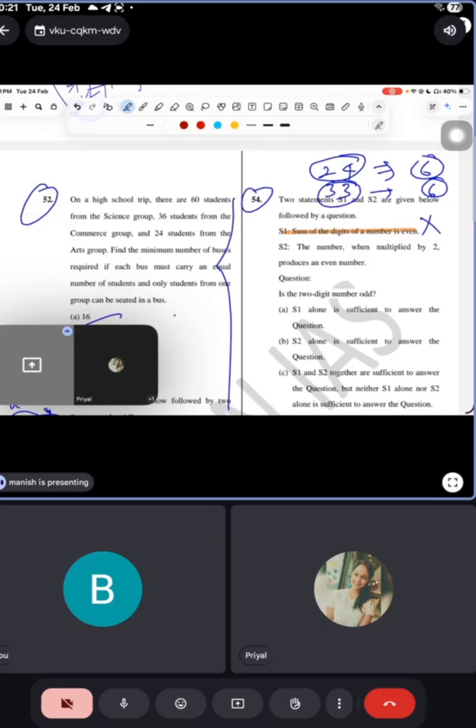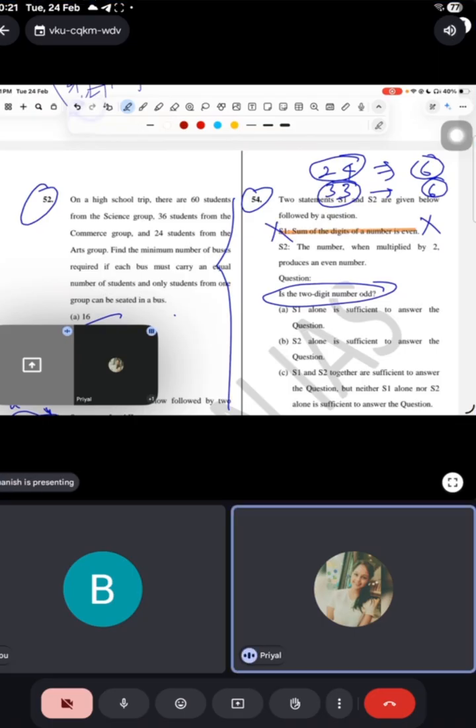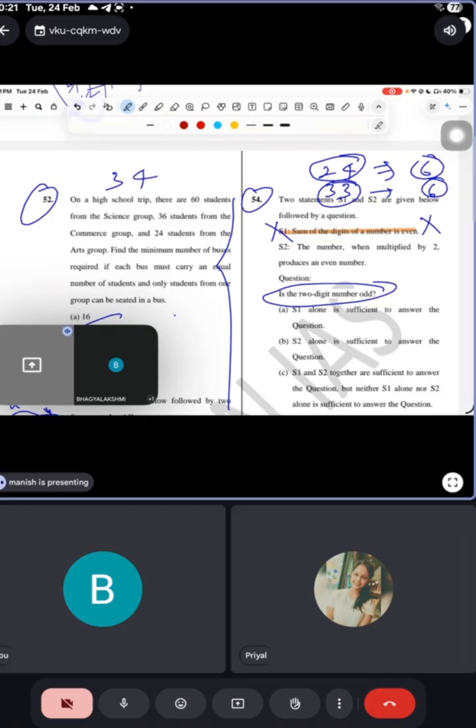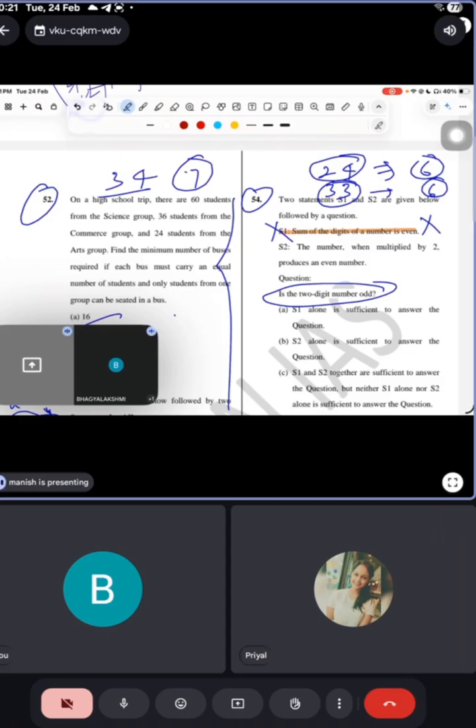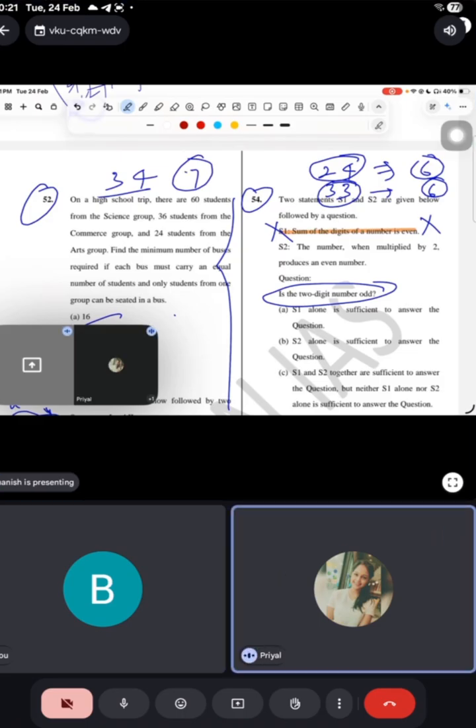Guys, if we add any two odd digits, the result will always be even, and if we add any two even digits, the result will always be even. So here I am not getting a definite answer by statement 1 alone. It means statement 1 alone is not sufficient. Take 34: the sum is 7, so here I got an odd number.